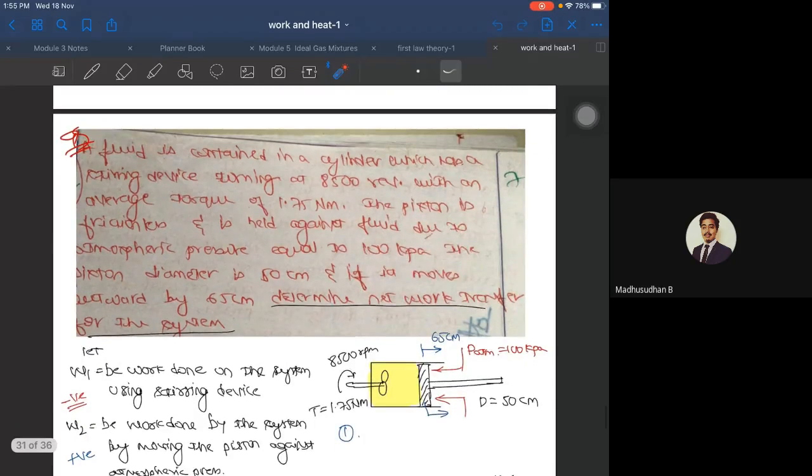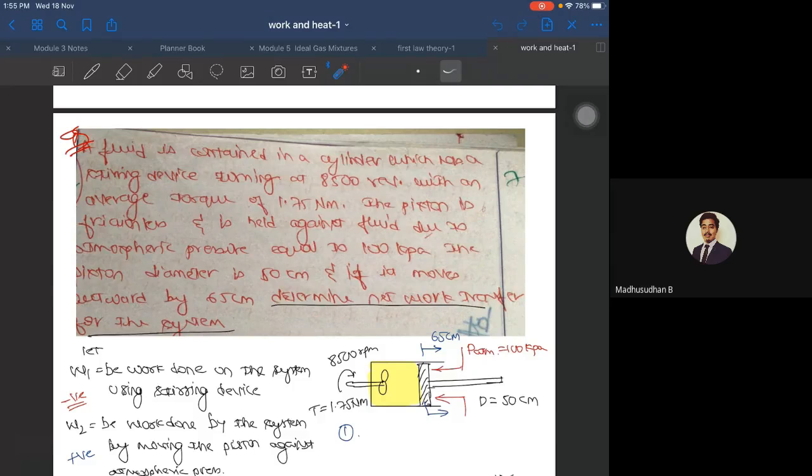This type of problem is very interesting and important too. We will see what kind of problem this is. A fluid is contained in a cylinder which has a stirring device rotating at 8,500 rpm. So there is a piston arrangement here like this. There is a piston and there is a stirrer, and the stirrer is rotating at 8,500 rpm. Because of the rotation, energy is sent into the system. That means you are working on the system. So if you are working on the system, should I take it positive or negative?